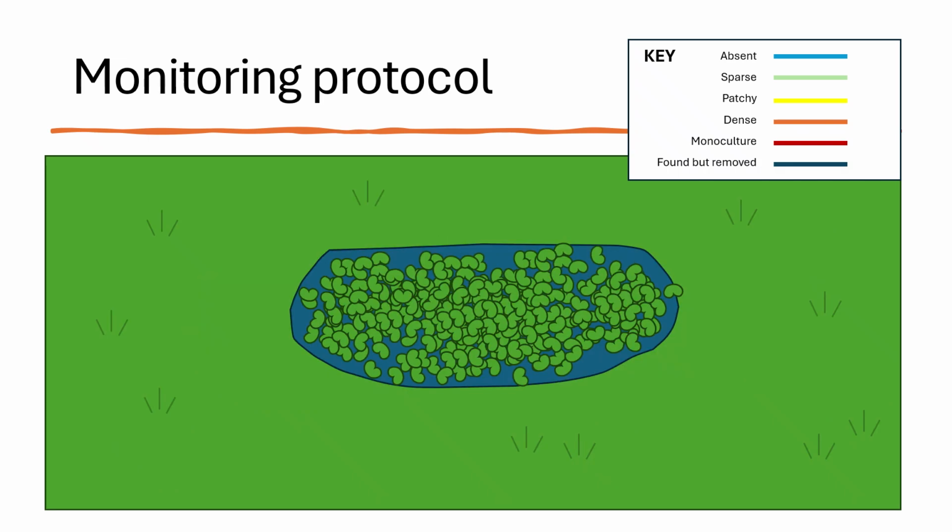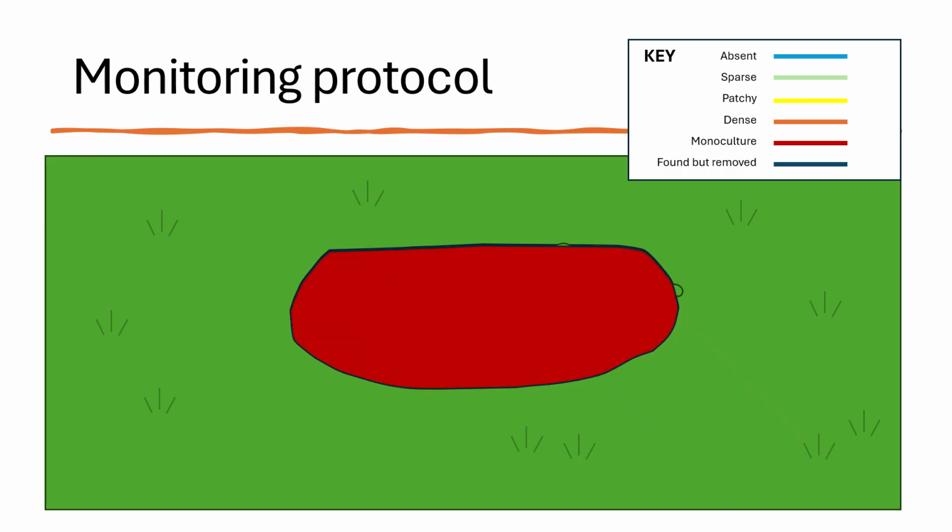In this next example, say we have a very small pond that is completely covered in EFB and you can see across the whole pond. Here we could place a polygon denoting a monoculture. When finished, place a point in the middle of the polygon to record any additional information.